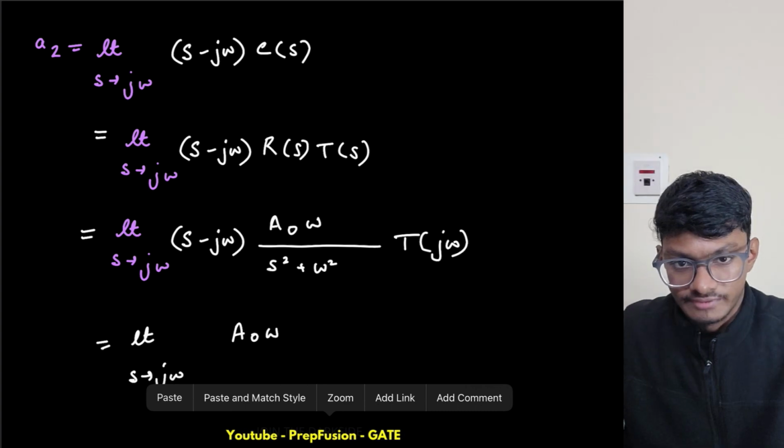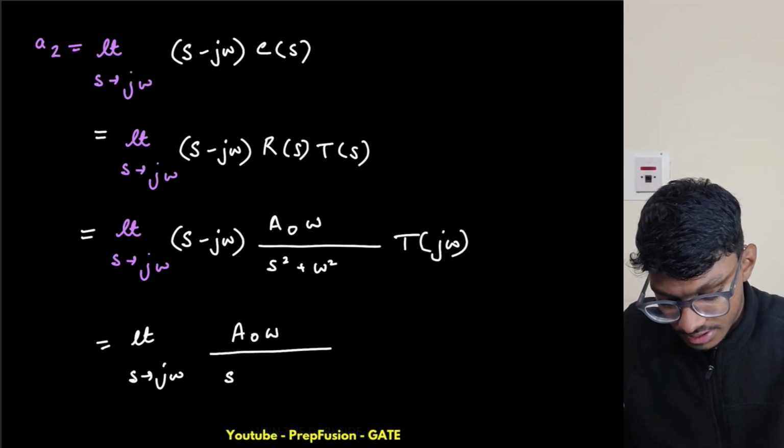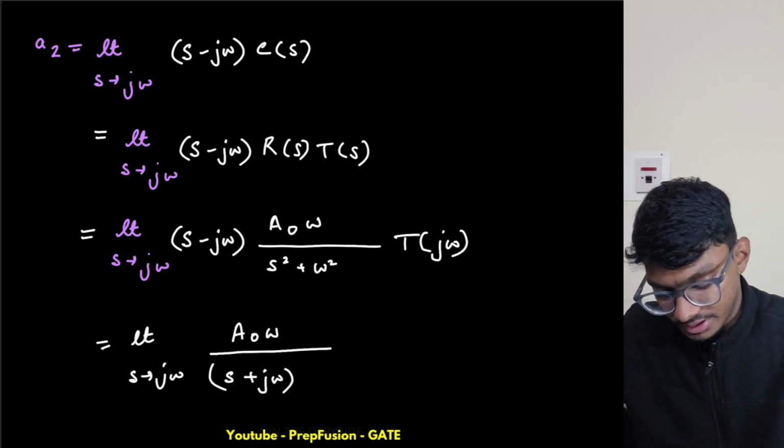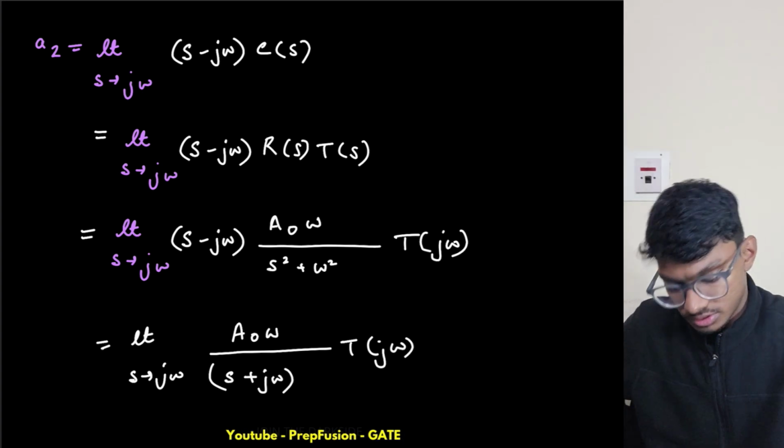Omega is just a constant value, it's just the frequency of the sinusoid input, right? And this is s plus j omega. The other term got cancelled, and this is T of j omega. Okay, so this is what we get.